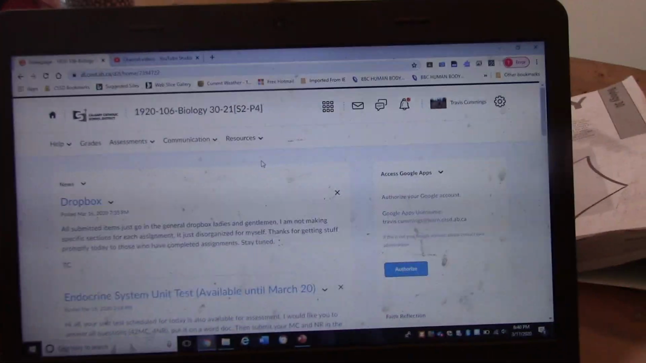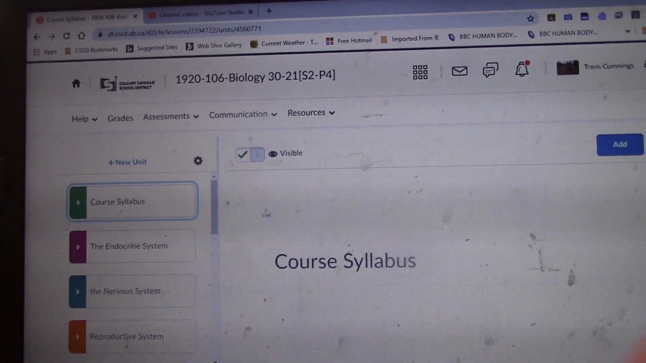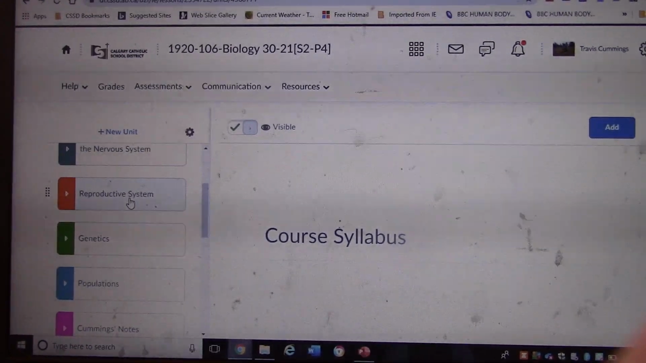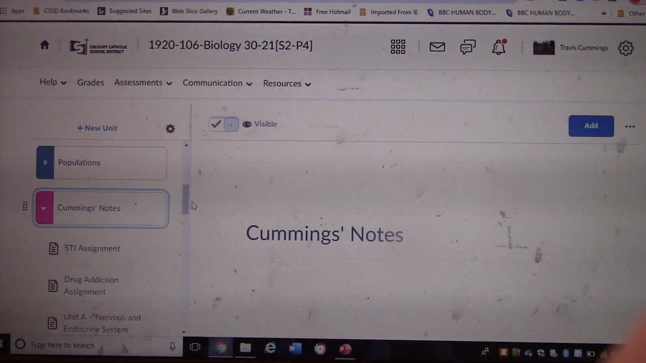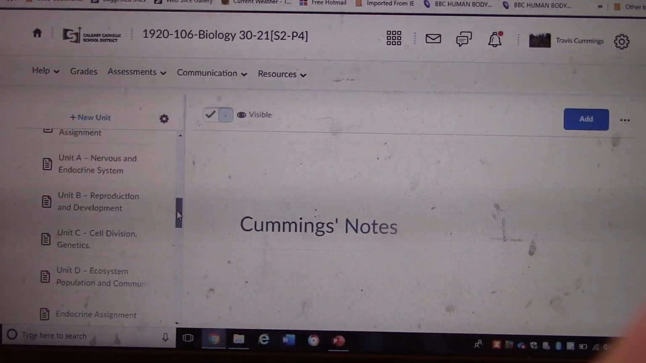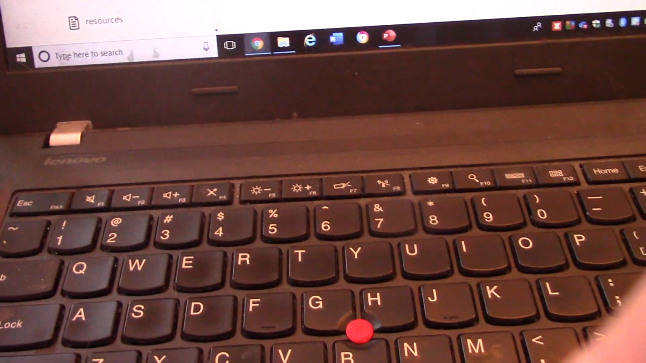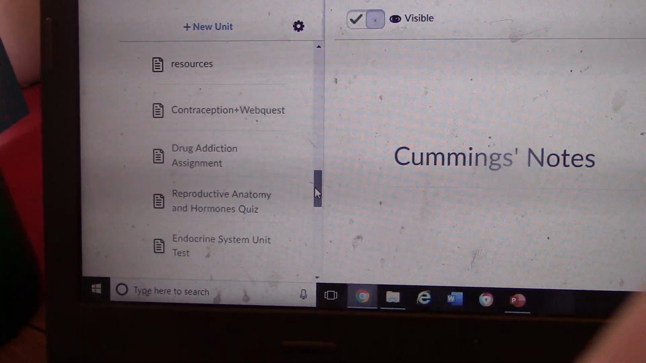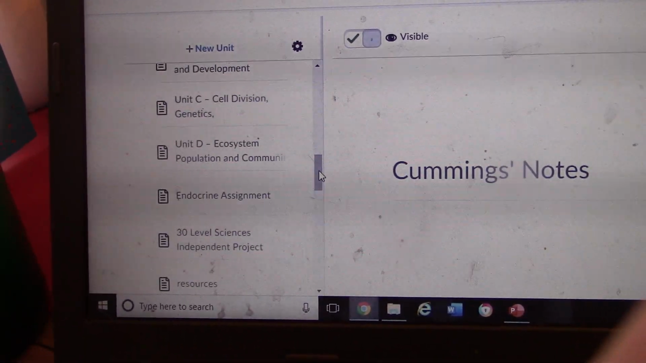Bio 30: where are you going to find everything? For resources, go to your content section. These are all supplementary notes. Go to Cummings's notes and you will find everything you need there. These are your PowerPoint notes, and you can see that I've posted a whole bunch of different things, so you know what to do and when.